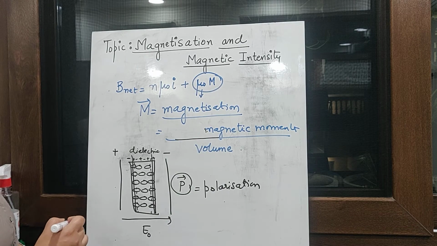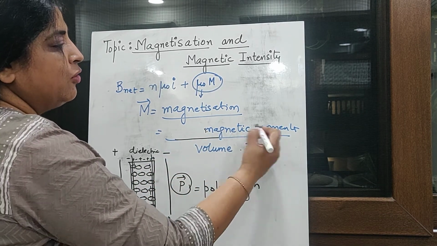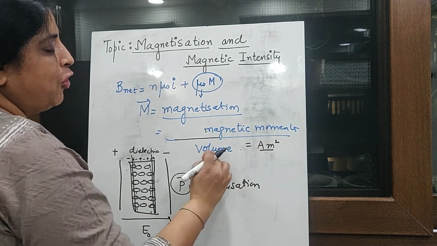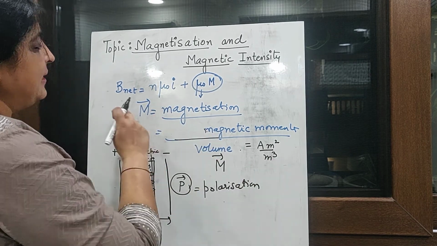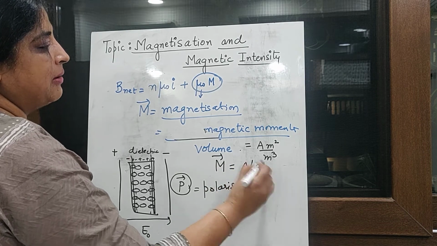Clear? So now magnetic moment is equal to NIA. So the unit is ampere meter square, and volume has unit meter cube. Therefore M, the magnetization, has unit ampere per meter.